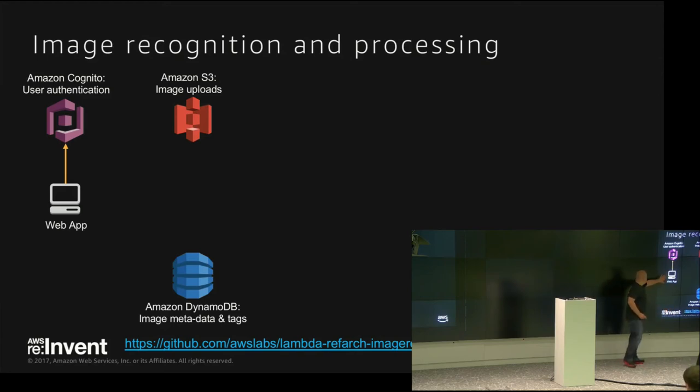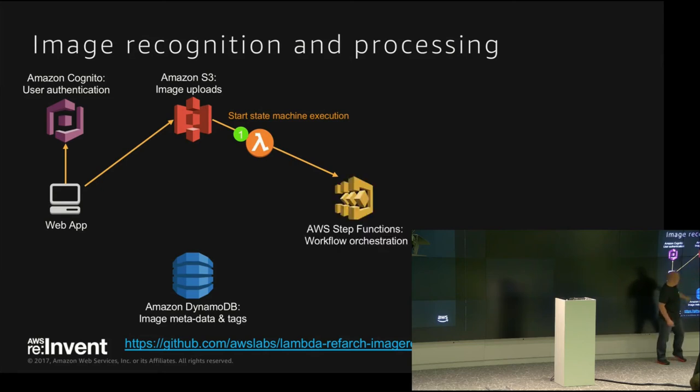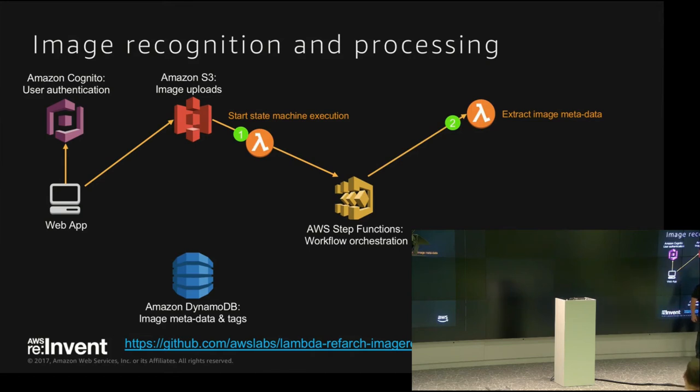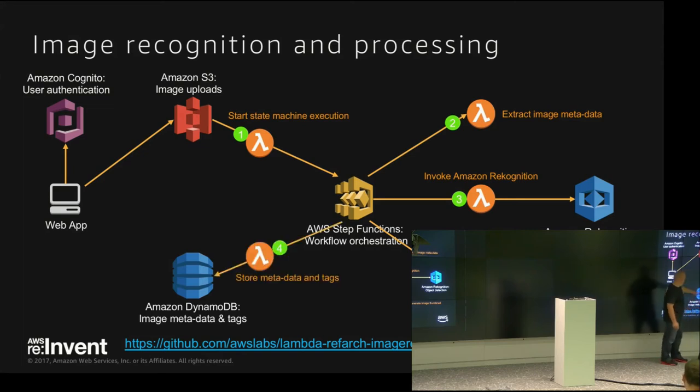So here we have some web application. We have a user that authenticates through Cognito. The web application stores the data in S3. Storing the object in S3 triggers a Lambda code. This Lambda code just goes through AWS Step Functions that orchestrates the next steps. The next steps are, first, extract image metadata from the picture that has been stored. Invoke Amazon Rekognition, so if you want to recognize any objects automatically on those pictures, you do this with the Amazon Rekognition service. You generate an image thumbnail for whatever you want to use, and then you store the metadata and tags in DynamoDB.